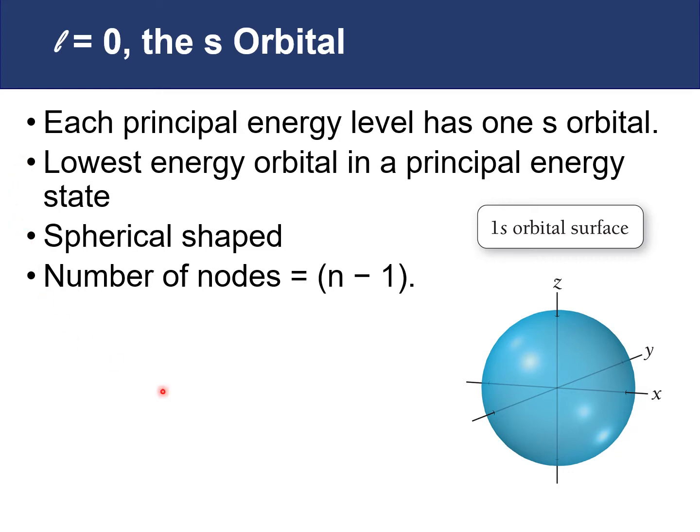It has a spherical shape and will have n minus 1 nodes. The nodes that you will see are spherical nodes. So if we were looking at the 2s orbital, n would be equal to 2, and so we would have 2 minus 1, or 1 node. What that would be represented as in terms of an orbital is you'd still have the spherical outer shell, and then in a region in space you would have a shell that has no probability of finding the electron, and then inside of that you would again have a probability of finding the electron.